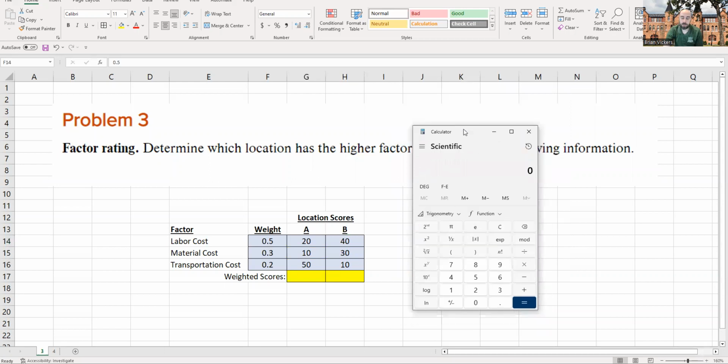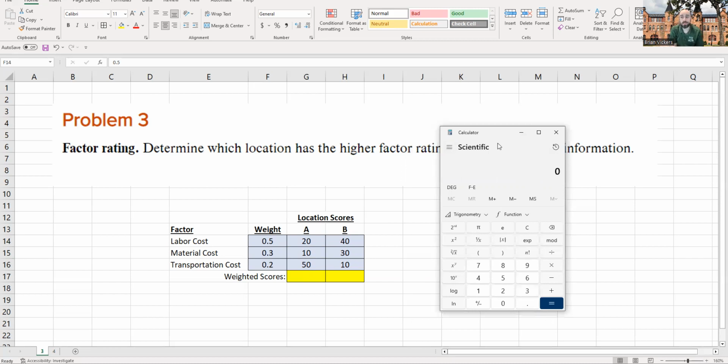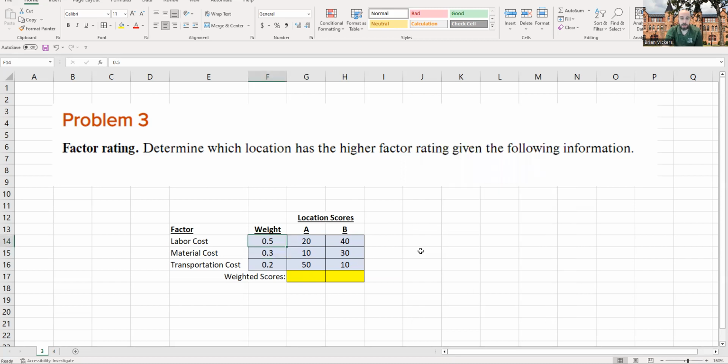But if I was solving this by hand for a quiz purpose, I would do 50% times 20 plus 30% times 10 plus 20% times 50. It's the same formula you've used for weighted average in several chapters already at this point. Chapter 3, weighted moving average formula. It's the same formula, different ways of thinking about it and saying it, but it's a weighted average.